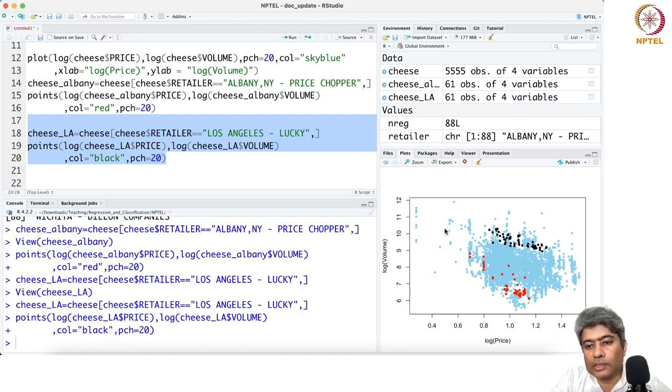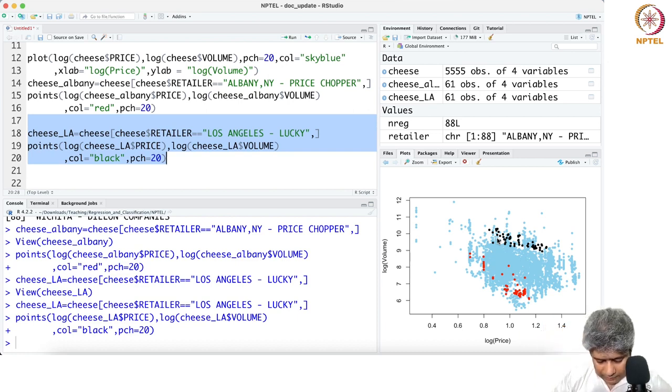So now if I fit a model using all the points, the line will pass through somewhere here, through the middle, and that line will neither fit Price Chopper in Albany nor Los Angeles Lucky. So for each retailer we want to fit a separate model.